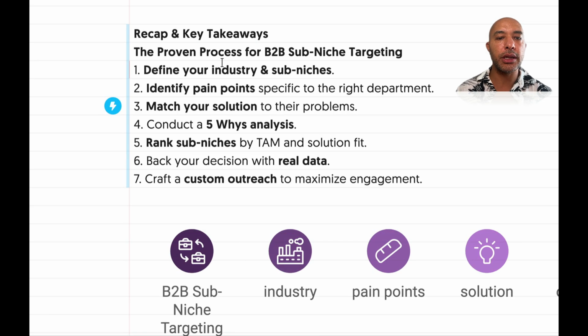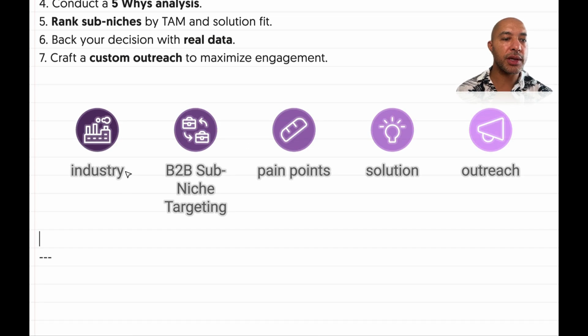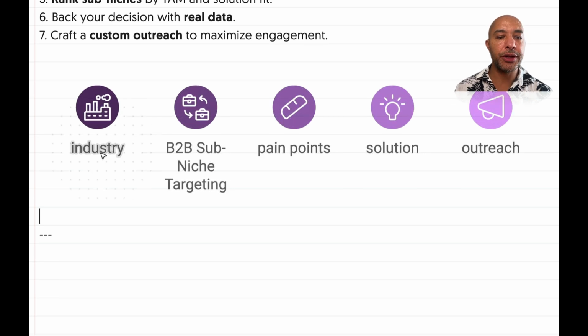You want a process for B2B sub niche targeting. So basically it looks like this. You have a broader level industry, and then you have your sub niche targeting. Then you find the pain points, and then where your solution overlaps with those pain points, find some statistics to back it up, and then now you're ready to do outreach.